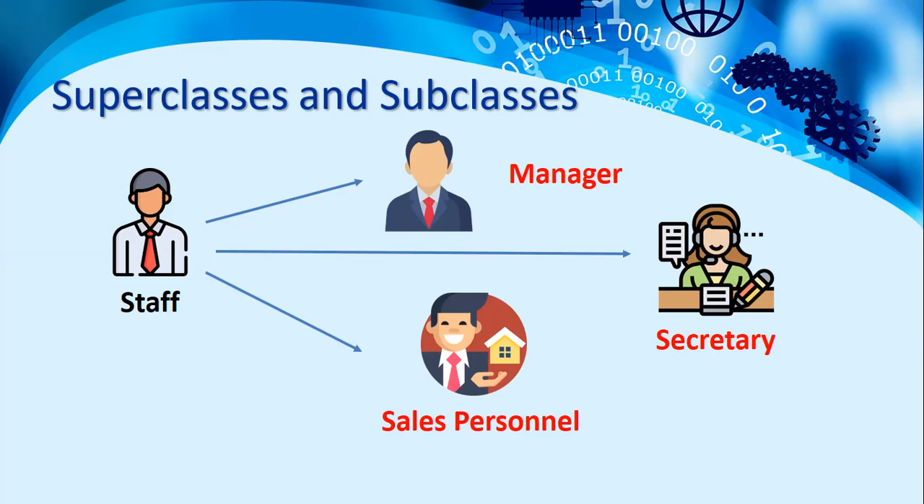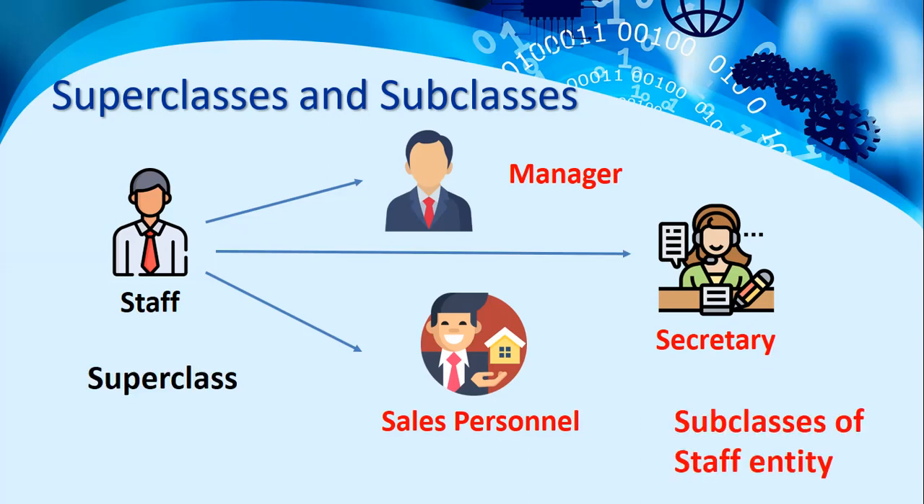So in other words, the entities in these three subclasses are the same entity in the superclass but have a distinct role. Just to emphasize, staff is a superclass because it has the following subgroupings, or rather subclasses. The subclasses are manager, secretary, and salesperson.